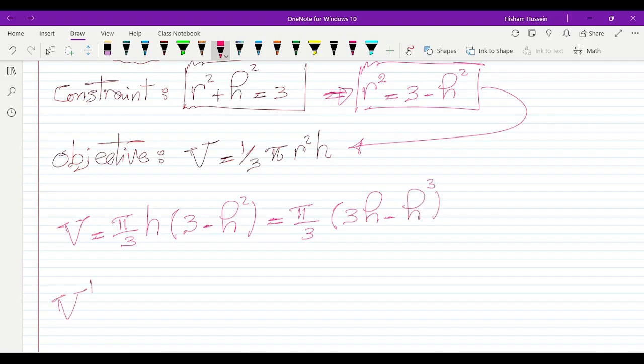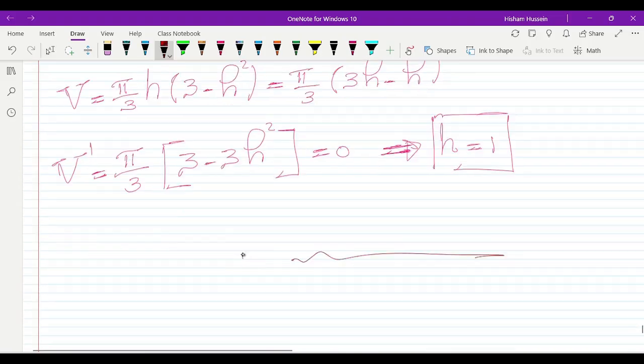Differentiate this volume with respect to h to find the critical points. Here we have pi over 3, the derivative of 3h is simply 3, and the derivative of h power 3 is 3h squared. Okay, and equate this V dash with 0. I think it's clear that h will be 1.